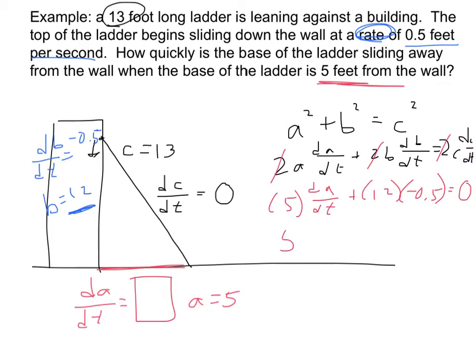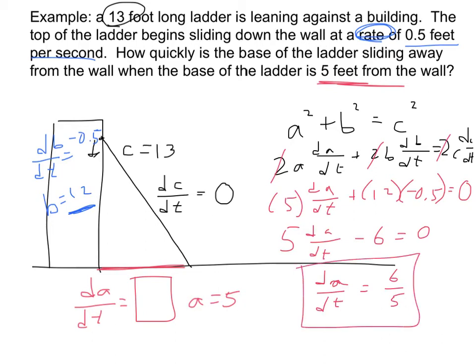So solving this, I have 5 dA/dt minus 6 equals 0. That means dA/dt is 6/5. And that's our answer. This ladder is sliding down the wall at a rate of negative, rather, a half a foot per second, sliding downward. That's why it's negative. And so this is actually sliding away from the wall at a rate of 6/5 or 1.2 feet per second. Okay, so that's the ladder problem.